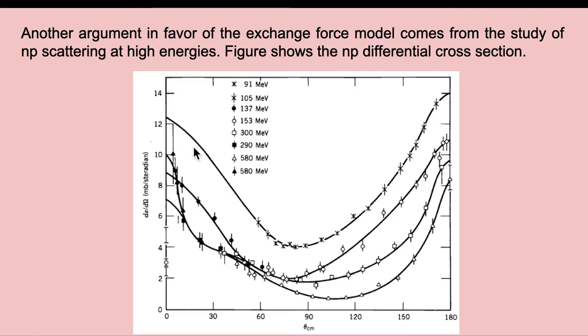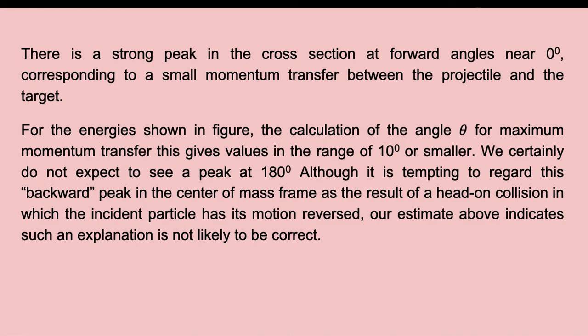And you can see that the differential cross section is maximum at 0 degree as well as at 180 degree. So, there is a strong peak in the cross section at forward angles near 0 degree, corresponding to a small momentum transfer between the projectile and the target. That means the incident particle and the colliding target. And for the energies shown in the figure, the calculation of the angle theta for maximum momentum transfer gives values in the range of 10 degree or smaller.